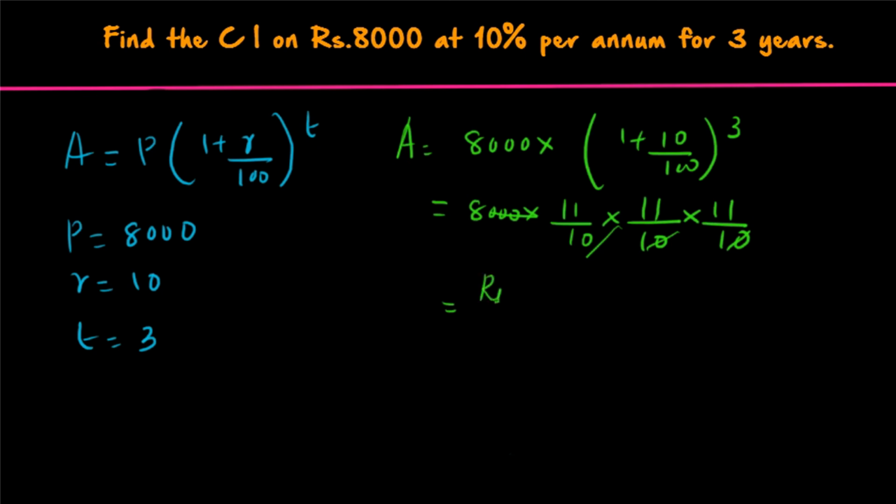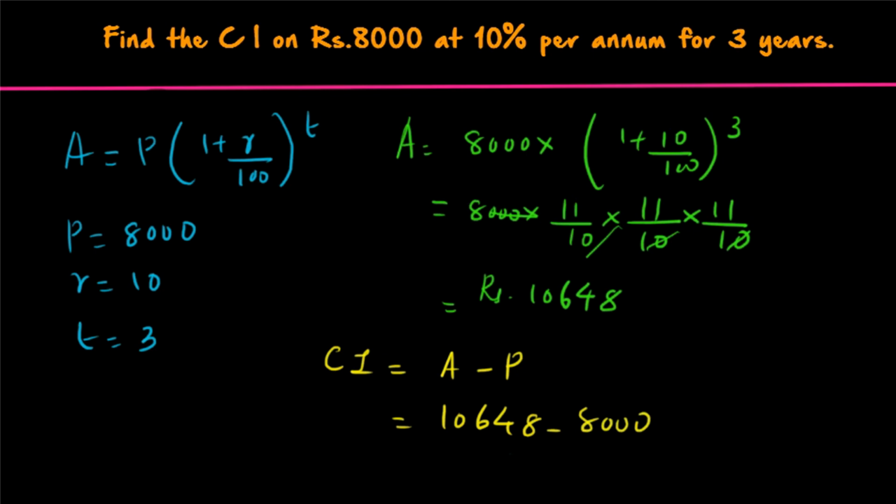So it will be rupees 10,648. Now you have to find out the compound interest. Your question is not to find out the amount, but you have to find out the compound interest. So compound interest will be equal to amount minus principal. So you can do 10,648 minus 8,000, which will be equal to rupees 2,648.